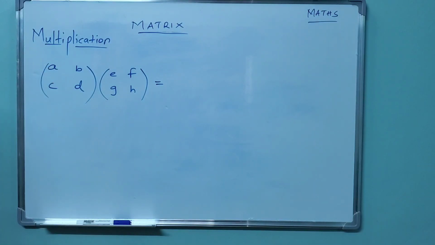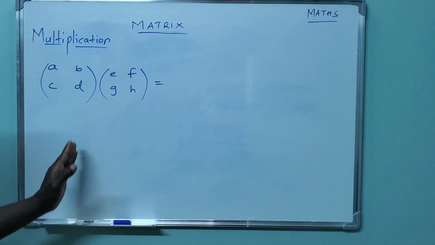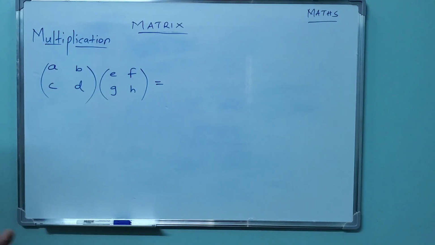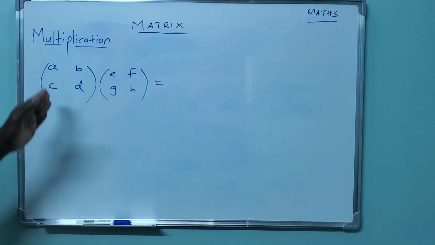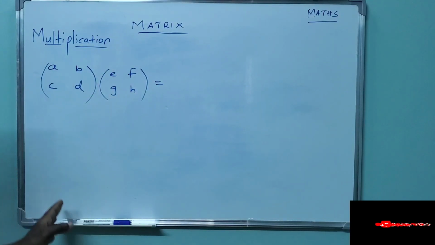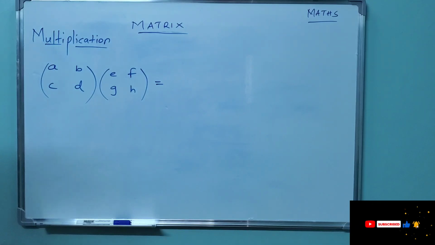Now, one thing about multiplication of matrices is that you can multiply one form of a matrix with another form of a matrix. So the two forms don't have to be the same. You can multiply a 2 by 2 matrix by a 2 by 1 matrix. You can multiply a 2 by 3 matrix by a 2 by 2 matrix. So you can basically multiply any matrix with another one.